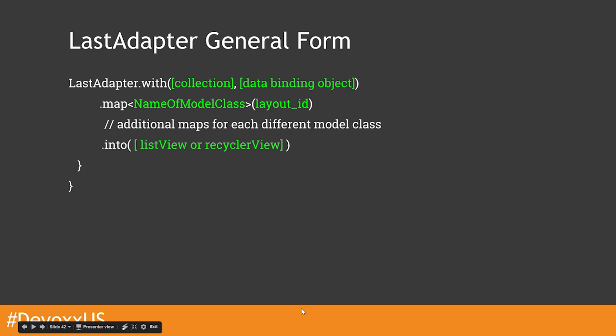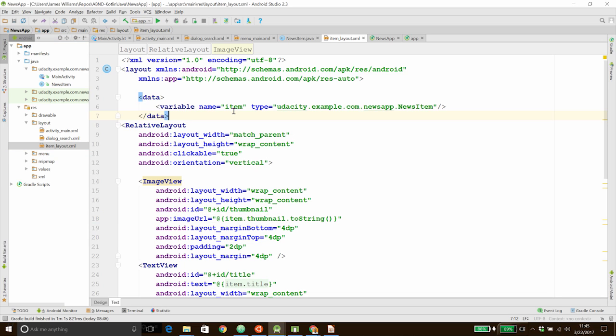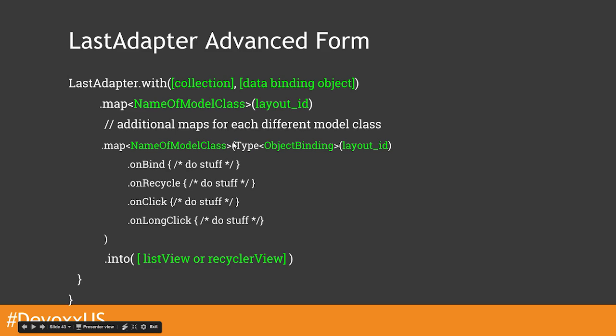Okay. So this is the actual LastAdapter code for creating all of that stuff behind the scenes. You pass in a collection of objects and the data binding object ID, which in my case is BR.item, because that's something that's auto-generated for you. The name of the model class that you're mapping it to and the layout ID. In this case, it would be NewsItem and item layout or layout item, one of those two. And then the list or RecyclerView that you're going to use.